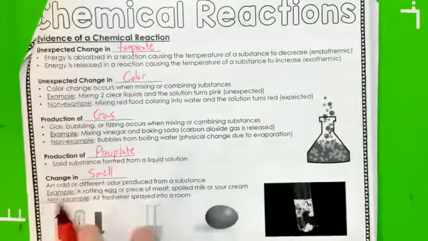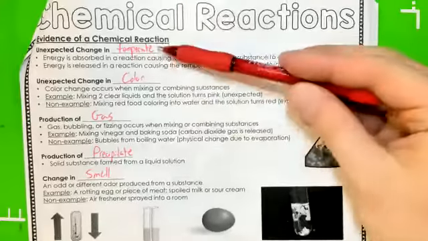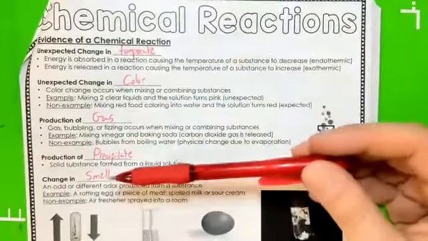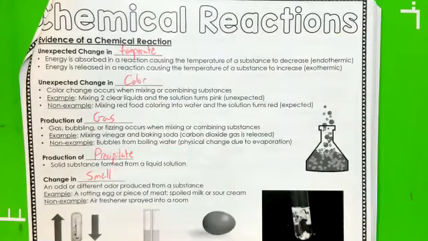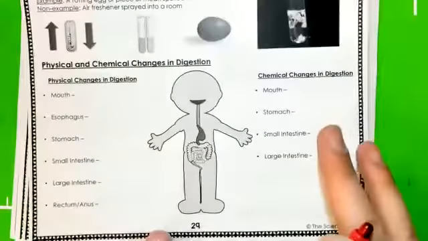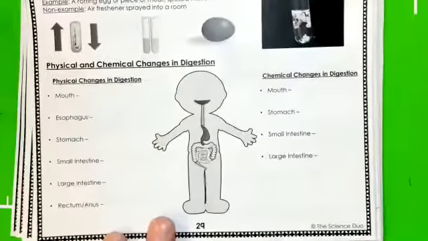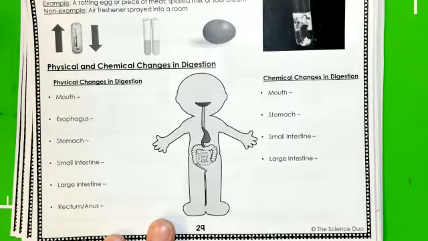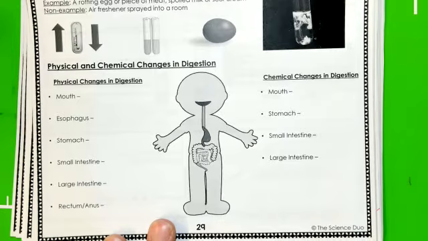All right, so change in temperature, change in color, gas, formation of a precipitate, or change in smell. All these are signs of chemical changes. Now, the STAAR test loves to relate chemical and physical changes to your body. You need to know the difference between the two. Remember, a physical change is when you have the same substance left over. Maybe you break something, you tear something, change the shape of it, but you still have that original substance.